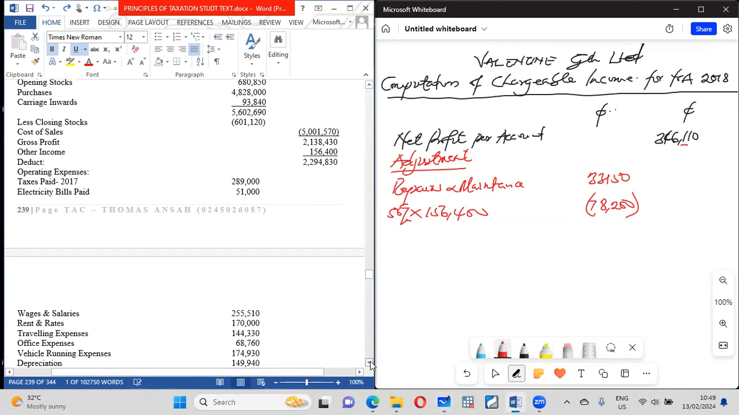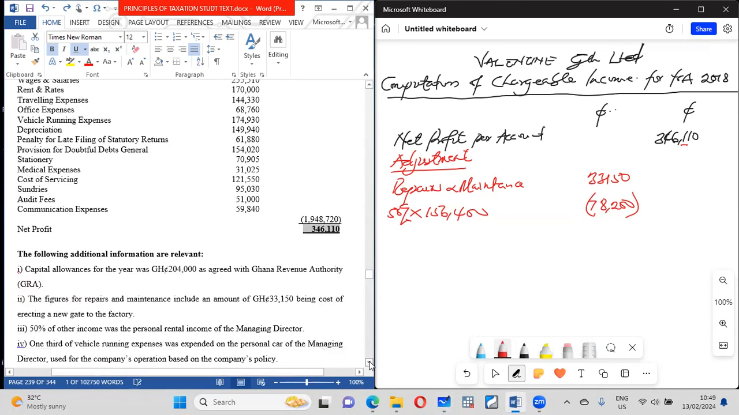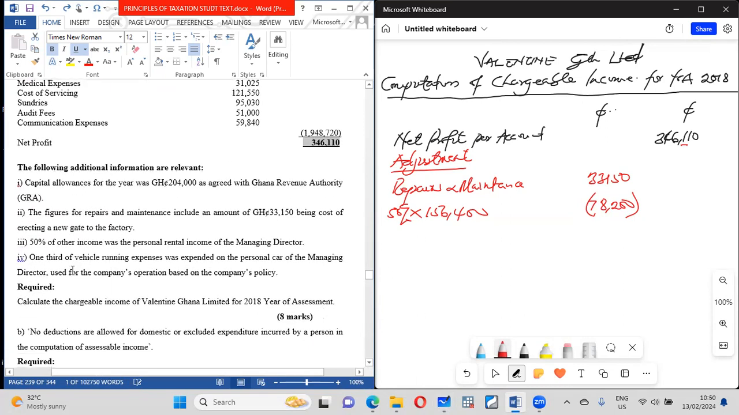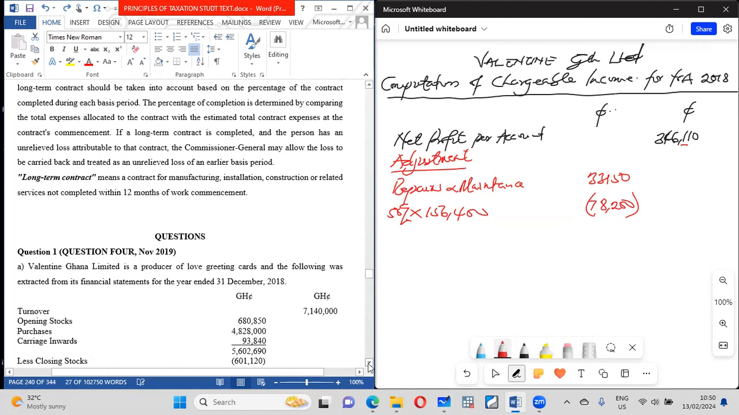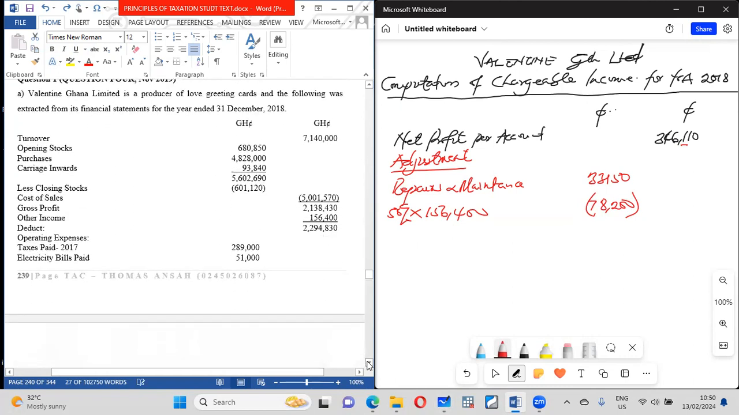All right, what else do we have in there? 1/3, but this 1/3, like we said, it was used for the company purposes. All right, so that is that. Okay, so now we pick that one. You solve the note part.